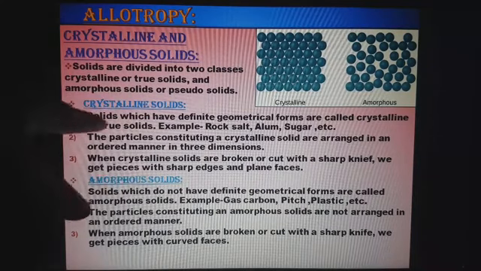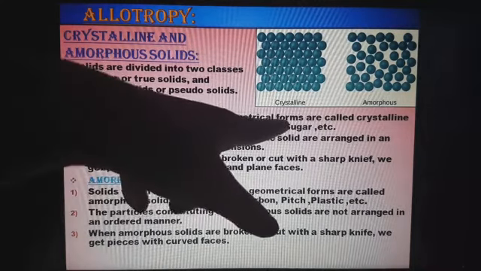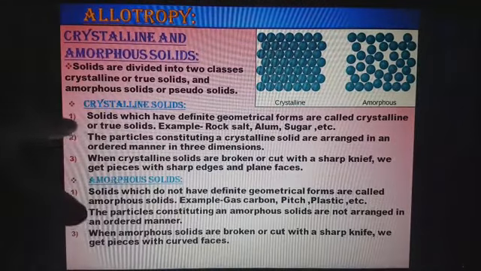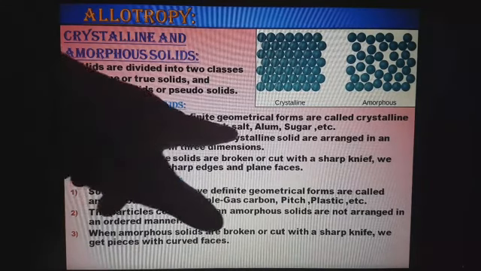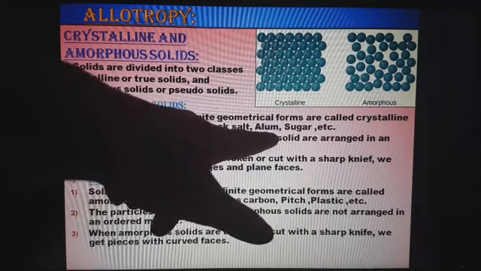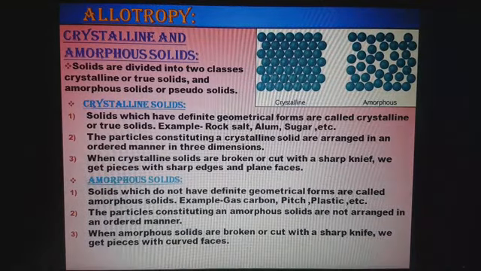Crystalline solids. Solids which have definite geometrical forms are called crystalline or true solids. So crystalline solids have a definite geometrical form, okay, so definite geometry will be there. A common example you can take is rock salt, alum, sugar. All these are crystalline solids because they have definite geometrical form.